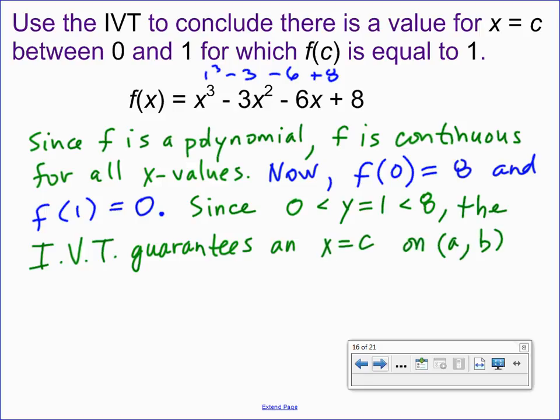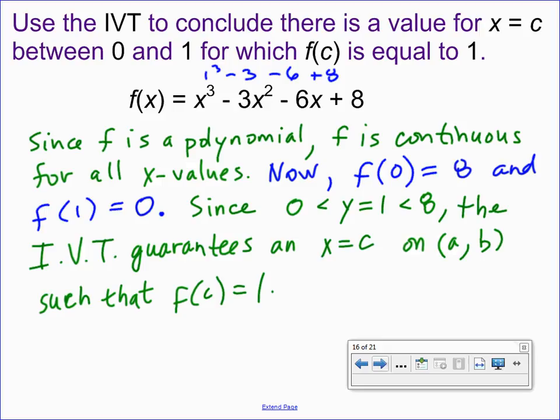On a to b, such that f of c equals y equals 1. So we had to say that f was continuous. We had to check that my y value 1 was in between f at a and f at b, in this case, in between 0 and 8. Then the intermediate value theorem does the work.